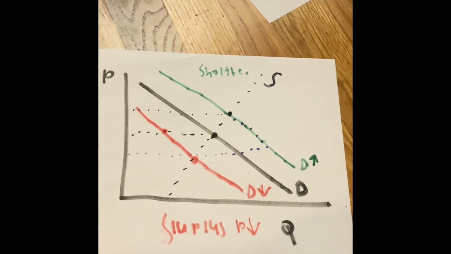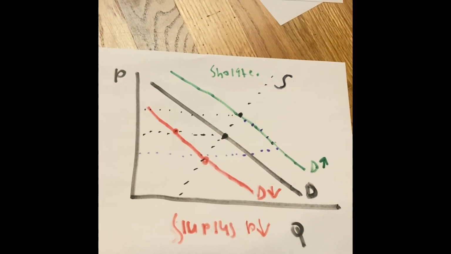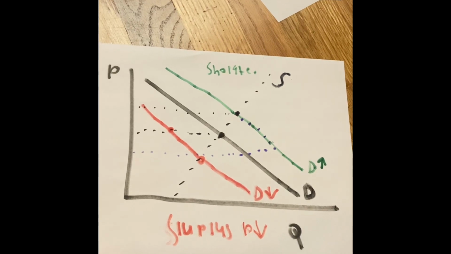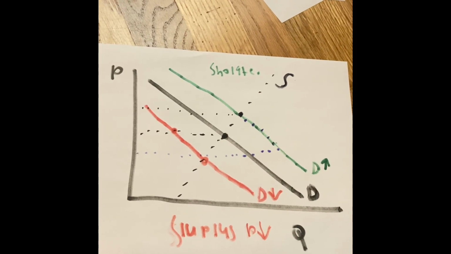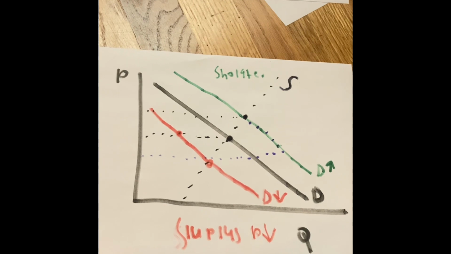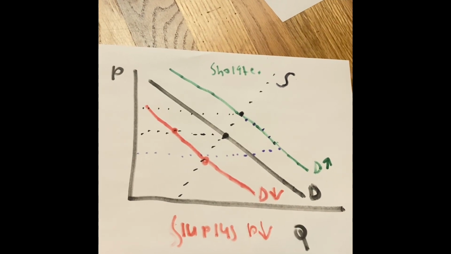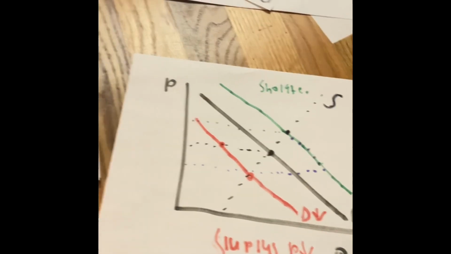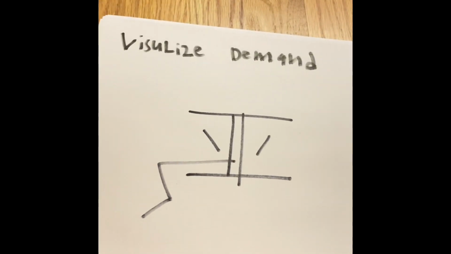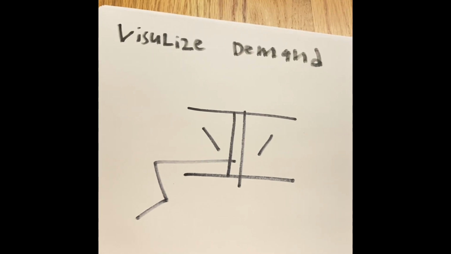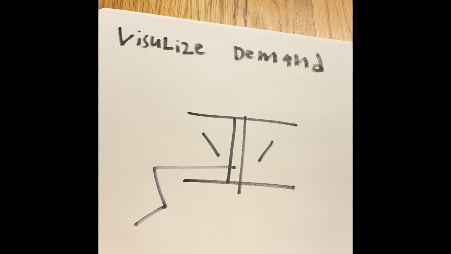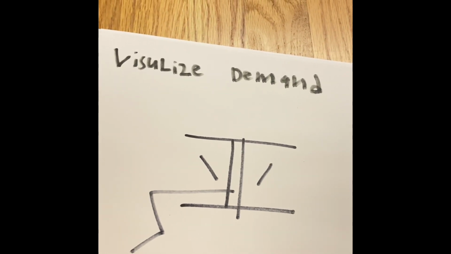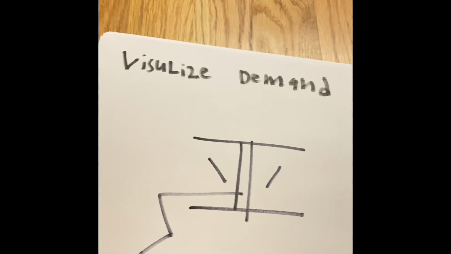So if there's a shortage and you are a seller, then you want to increase the prices. If there's a surplus and you have a lot of stuff on the shelf, then you want to decrease the prices for more demand. So that is how we can visualize the seller's perspective of demand and why and how it can change on an economic graph. I hope this video has helped you understand visualizing demand.